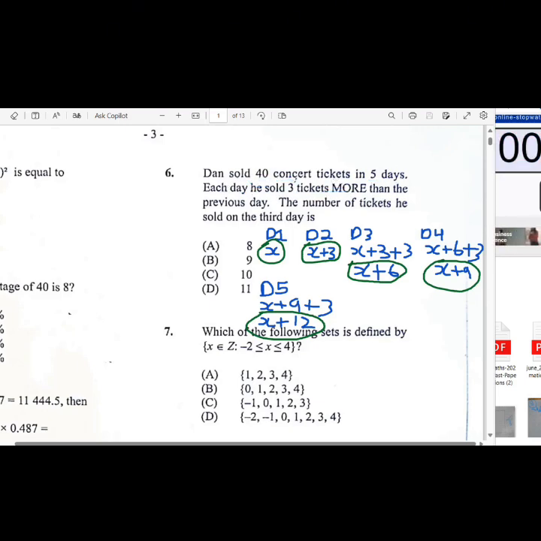So create an equation. So the information I have here, you create an equation. So it's like day 1 add day 2 add day 3 add day 4 add day 5. So day 1 is x, and we don't know what x is, at least not yet. And day 2 is x plus 3. And day 3 is x plus 6. Day 4 is x plus 9.